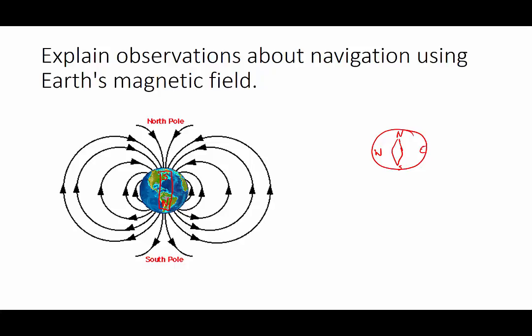Okay, so a compass is just a very small magnet that's able to change direction easily, and that's how we can use it to point to the north.